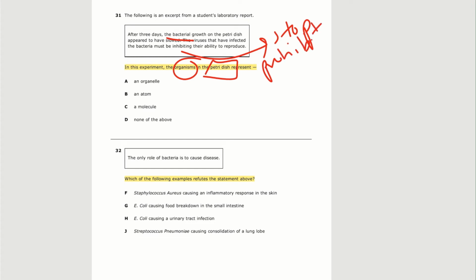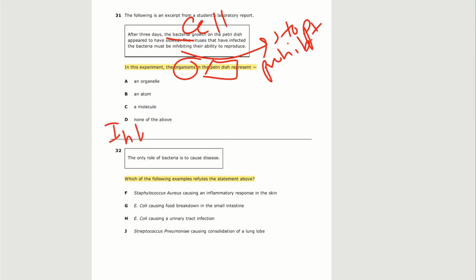Okay, so what do they represent? Are they an organelle? Are they an atom? Are they a molecule or none of the above? Honestly, guys, I don't think it's an organelle. That would be inside. Bacteria don't even have that. An atom, that's smaller than a bacteria. A molecule, that's also smaller. So obviously, it's none of the above. It represents an organism, guys. A bacteria is a cell. So it is an organism, okay, or a cell, because it's alive, it's on its own.